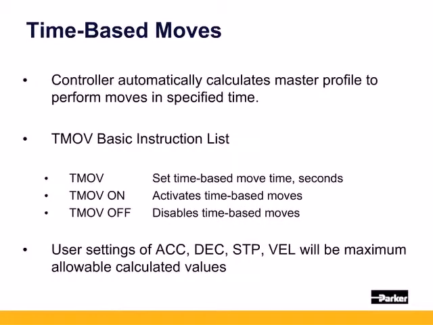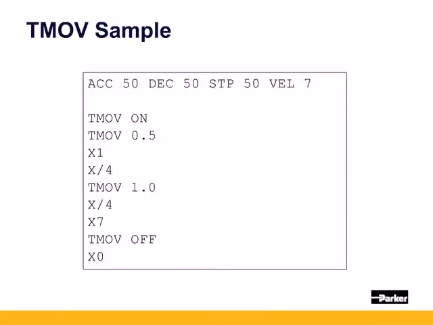In other words, the user can specify the boundary of the master profile, and the tmov commands will remain within this boundary. If the time specified is too short to complete the move, then a secondary master flag bit, master short time, is set to indicate that the accel, decel, stop, or velocity limits are hit. In this case, the move is carried out using the limit values.